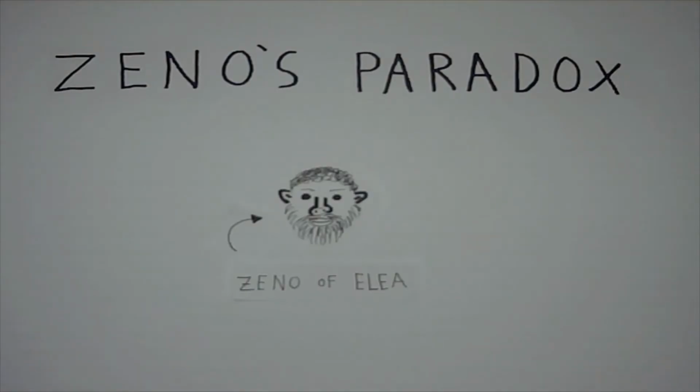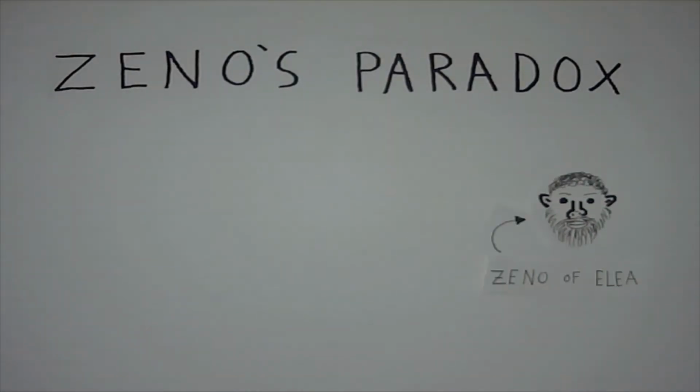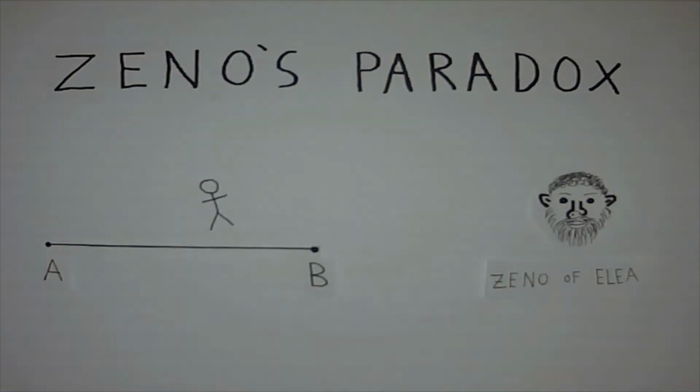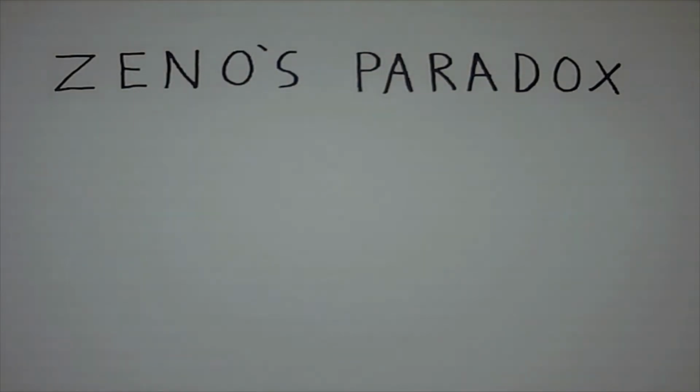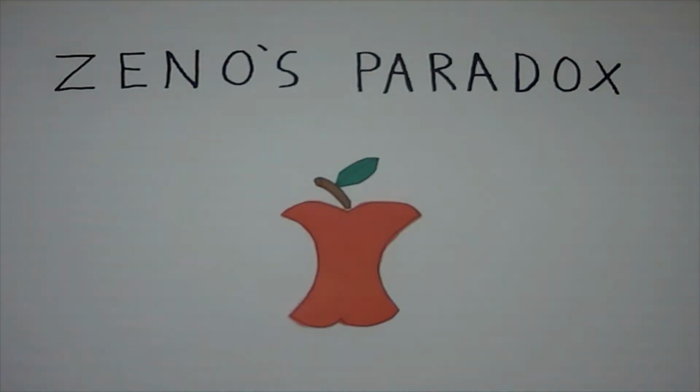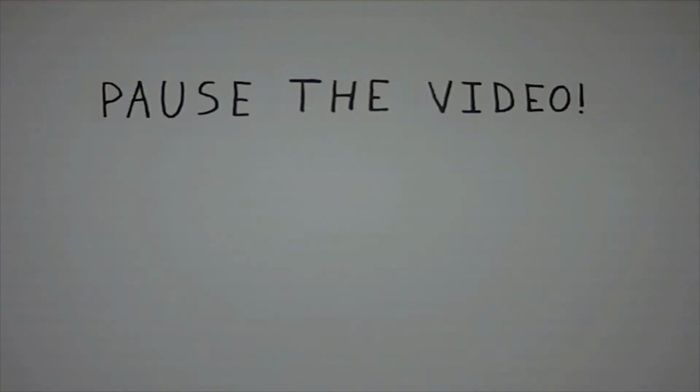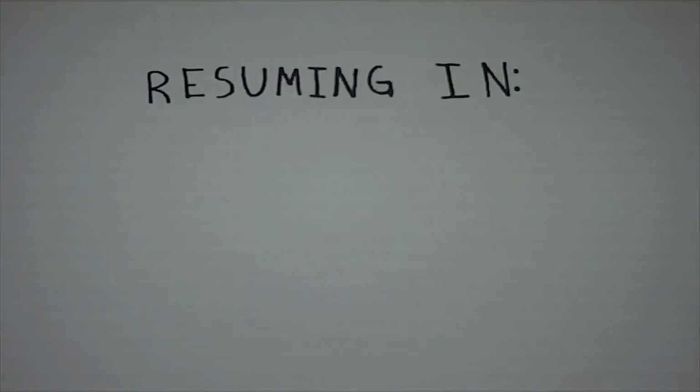This issue is known as Zeno's paradox, and there's a problem with this logic. We know it's possible to walk across a room. If we couldn't, how would we know what fruit tastes like? I encourage you to pause the video and try to think of what's wrong with this reasoning.